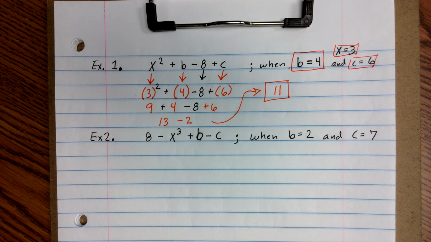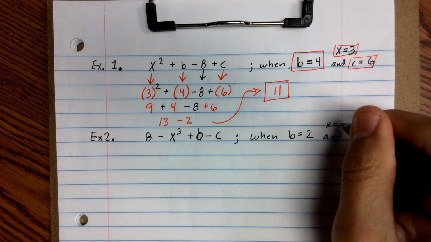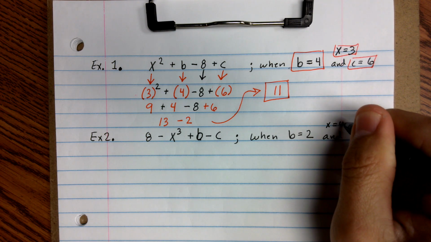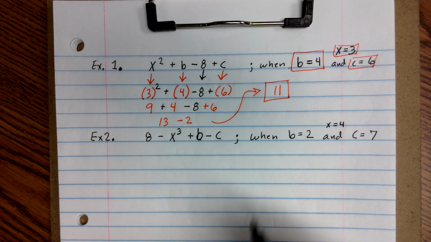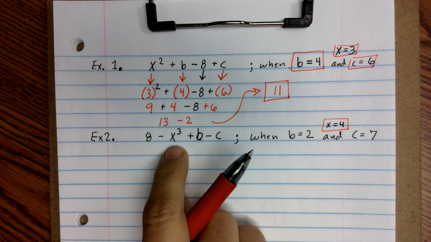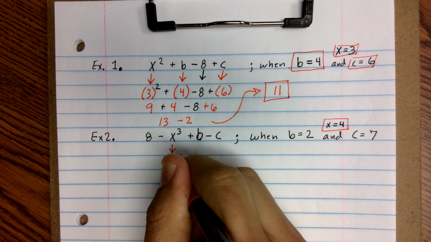So let's do one more. I'm going to do a second example. On this one right here, notice once again, I left the x out. I'm going to add it. I'm going to say x is, let's say x is 4. Alright, so I'm going to go ahead and start substituting. I'm going to start with my x. It says x is equal to 4. So I'm going to come over here and replace this x right here with a 4.